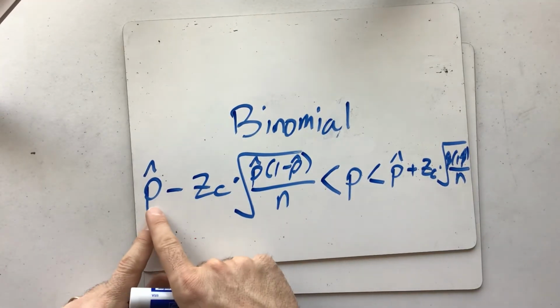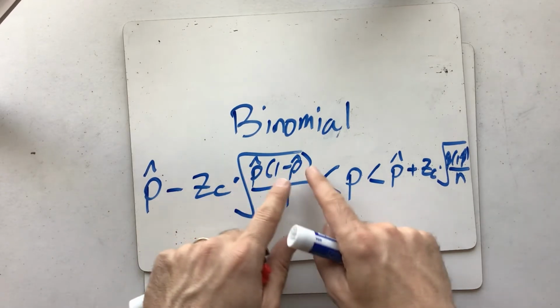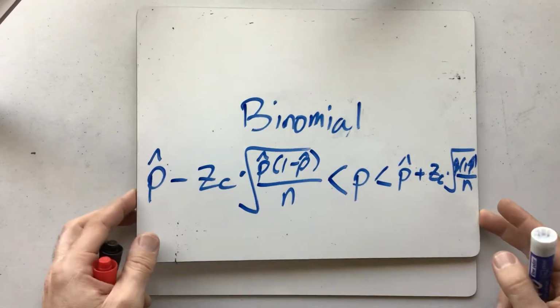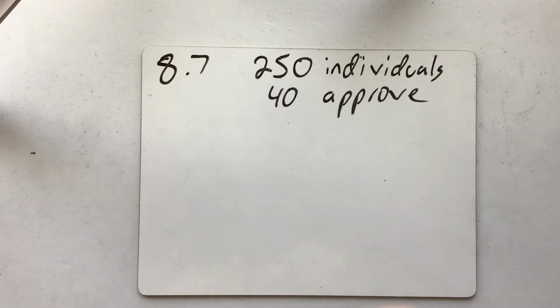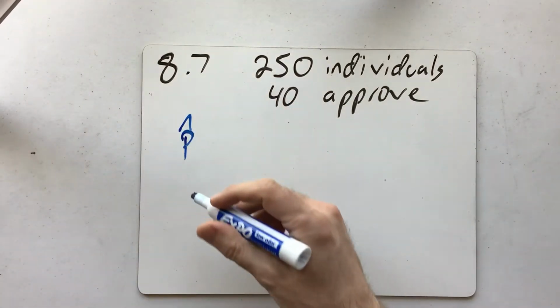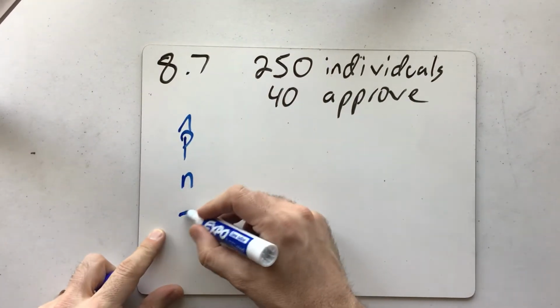So we need p hat. Notice we still have the same p hat and zc. So all we really have to work out is what is p hat, what is n, and what is zc.